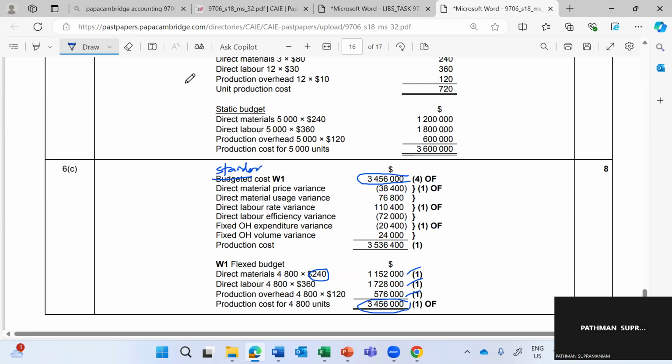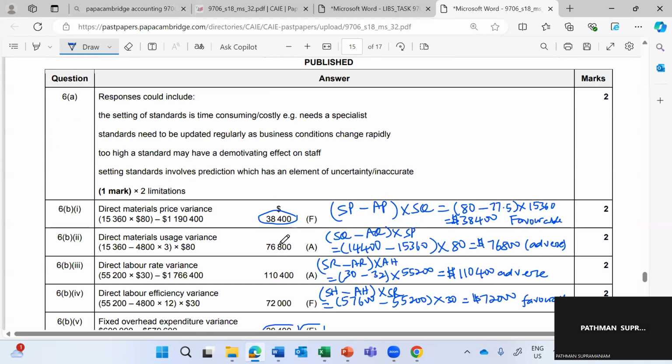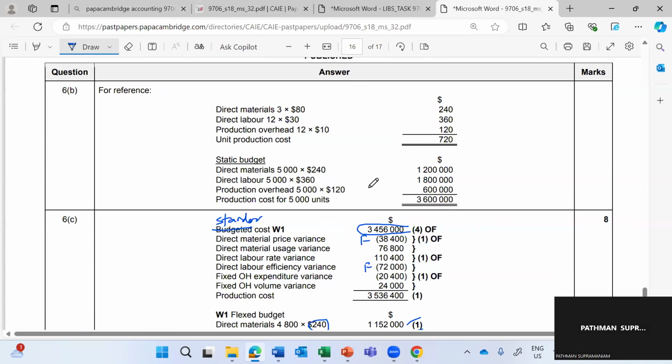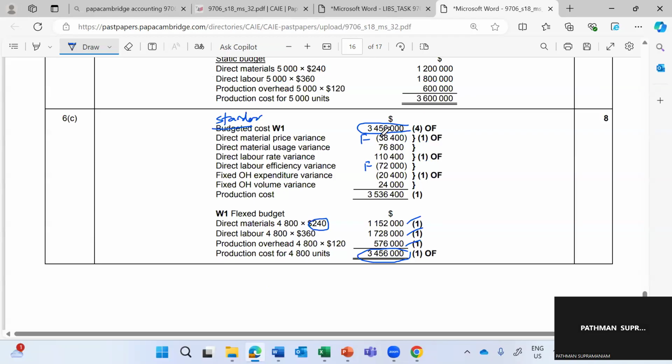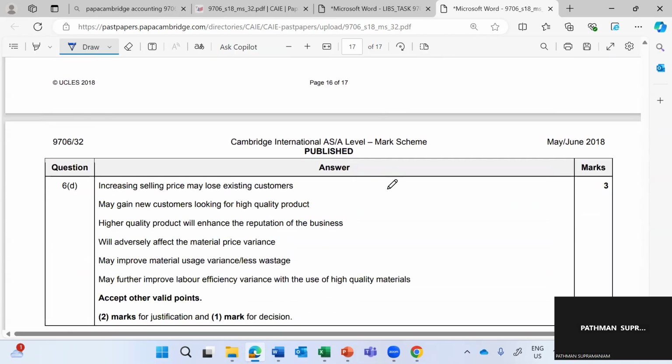Okay. So since we are starting with standard cost, which is higher than the actual cost, all the favorable variances we have to minus. So these are favorable, these are favorable. Whereas all the adverse variances you have to add. So 3,456,000 came from here. So all the favorable variances we minus, all the adverse variances we add, and we'll arrive at this figure.